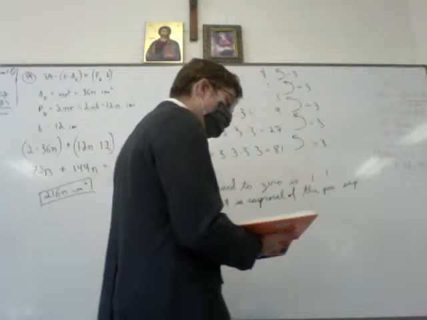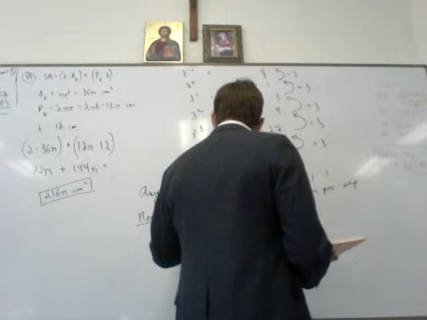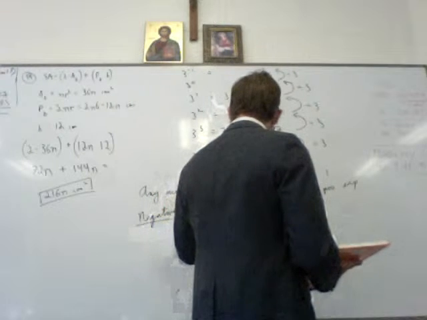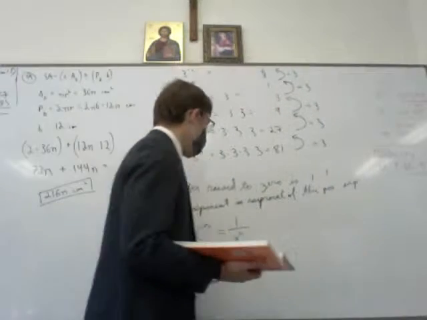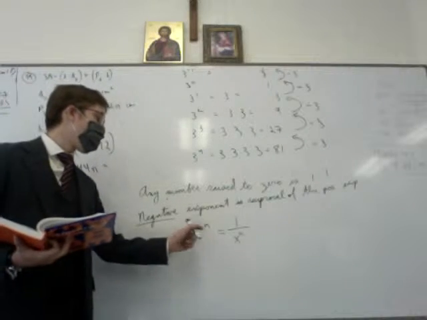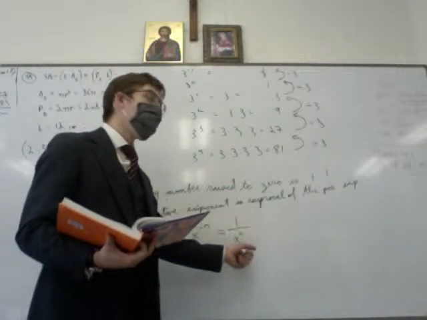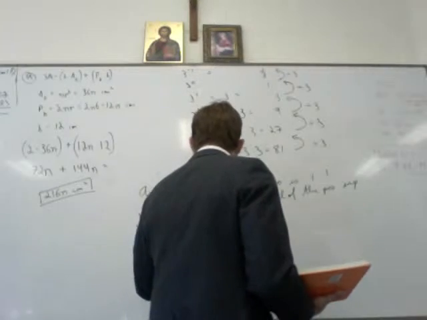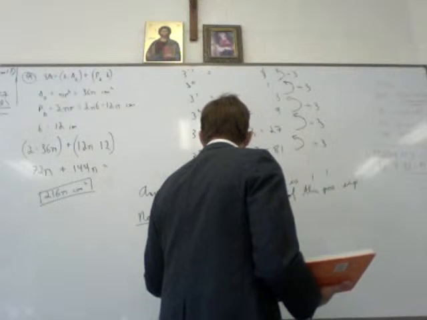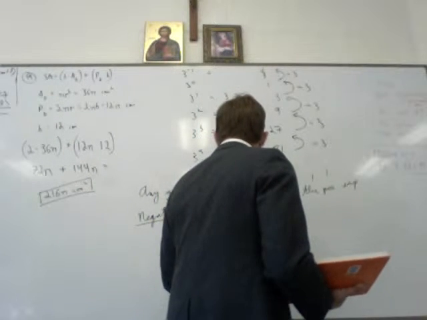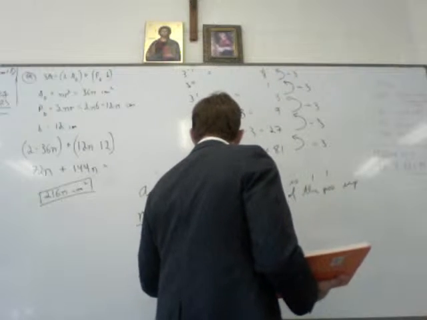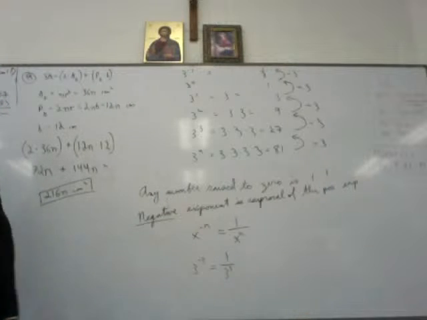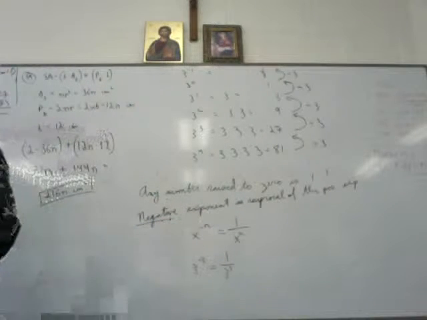So on this page, they give you the definition of x to the negative n. X to the negative n is the same as saying 1 over x to the n. X to a negative power is the same as saying 1 over x to the positive of that power. So in this case, 3 to the negative 3, 1/27, is equal to 1/3 cubed. Those are equal to each other. A negative exponent means the reciprocal of the positive of that.